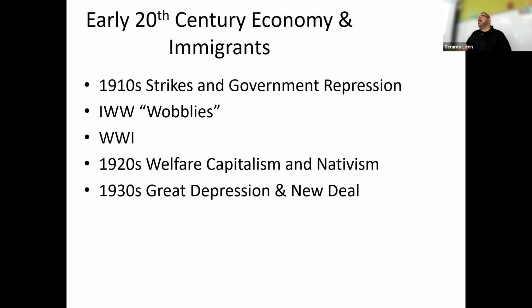Traditionally, unions only organized skilled labor and US citizens. The Wobblies were different in that they would organize any workers, any workers that were kind of factory workers. And they also organized a lot of immigrants, especially Southern and Eastern Europeans that had just arrived in the previous decade or 20 years.